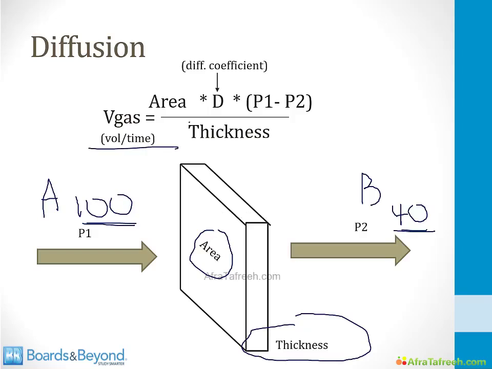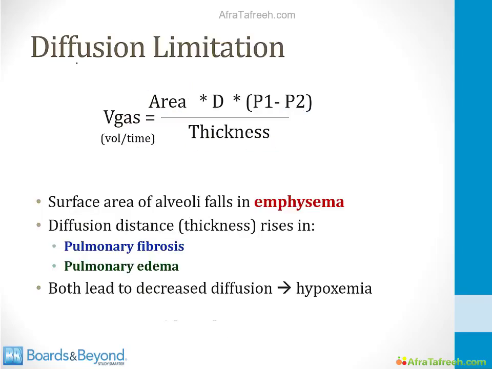The volume over time is proportional to the area, a diffusion coefficient that's specific to a gas in a particular system, the difference between P1 and P2, and it's divided by the thickness. And all the things I just said are apparent from this equation. More area leads to more gas diffusion, a bigger gradient leads to more gas diffusion, and more thickness leads to decreased gas diffusion. So if there's a diffusion limitation, that is going to lead to hypoxemia with an increased AA gradient. And there's a couple of reasons this can happen.